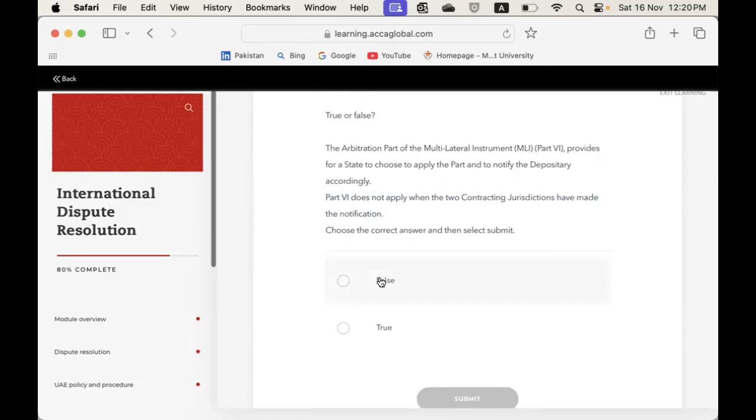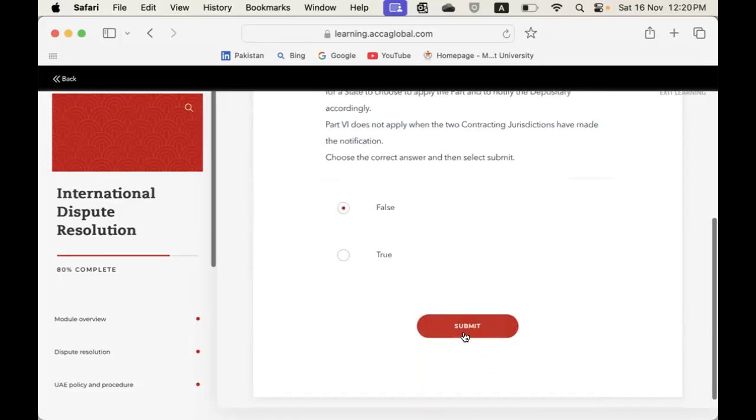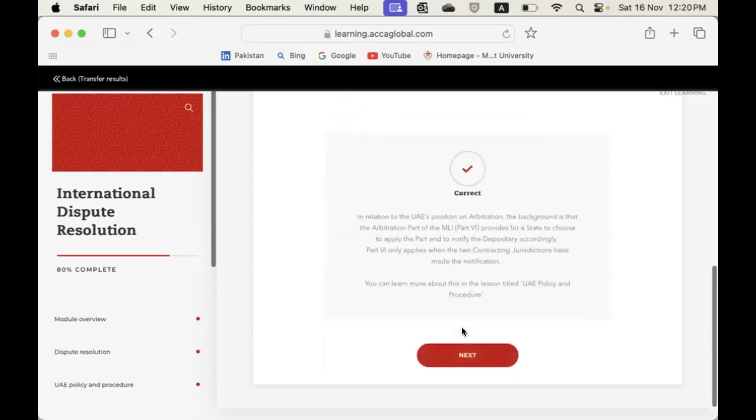False. I think it would be false. Let's see. Because Part 6 is on arbitration. It's not only for notification purposes, but let's read. In relation to the UAE's position on arbitration, the background is that the arbitration part of the MLI provides for a state to choose to apply the part and to notify the depository accordingly. Part 6 only applies when the two contracting jurisdictions have made the notification.